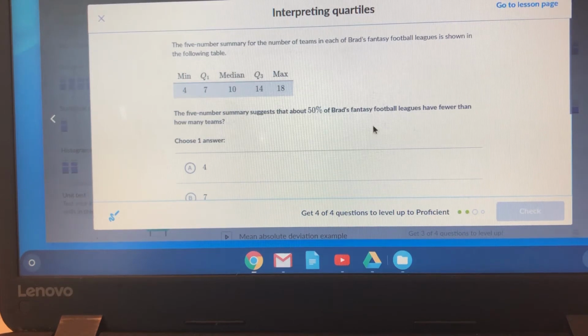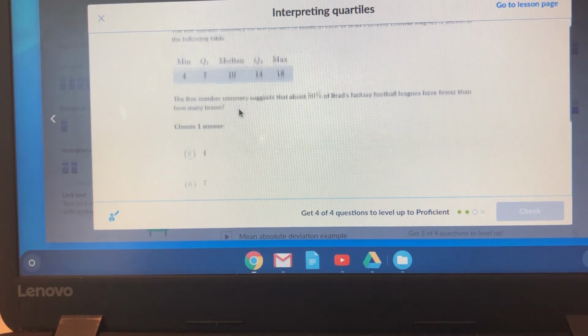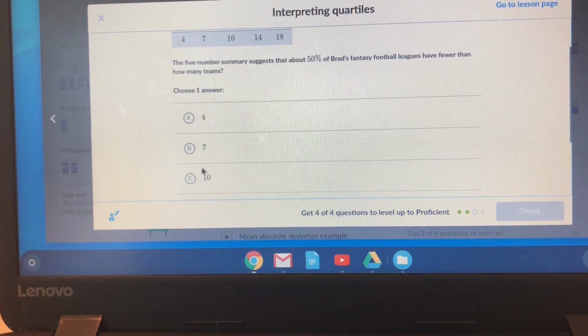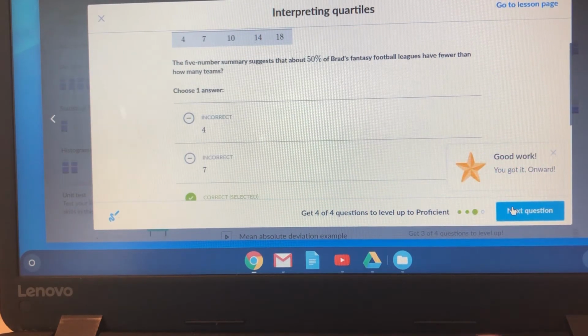All right, now we have a 5-number summary for Brad's Fantasy Football League. So the minimum is 4, maximum is 18. The 5-number summary suggests that about 50% of Brad's fantasy football leagues have fewer than how many teams? So 50% is your median, okay? Again, this is 0%, 25%, 50% is the median. So we are looking for the number 10, which is at the median in that 5-point summary.